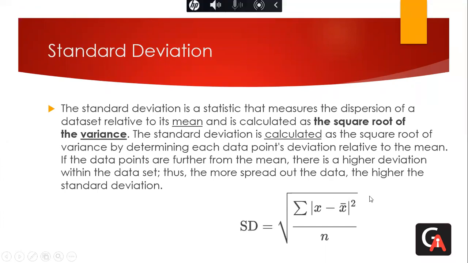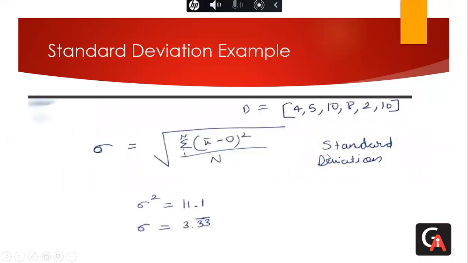Let's take that same example. Here we calculate the standard deviation, where x is the data points, nu is the mean, and n is the total number of elements in the data set. Already we have calculated sigma squared, which is nothing but the variance. We take the square root of 11.1 and we get the standard deviation. So 3.3 is the standard deviation.